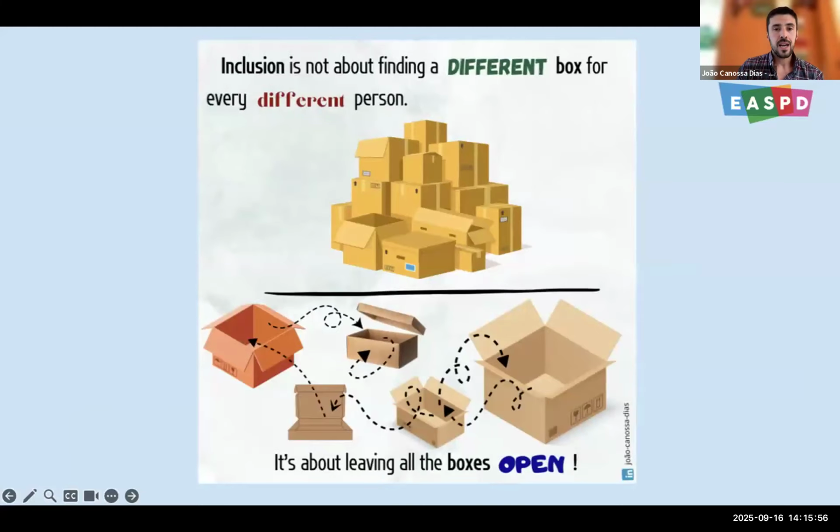Because I think we are concluding that inclusion is not about finding different boxes for every different person and giving to every different person a different service. It's actually about keeping all the boxes open and allowing people to move within this network of services and partners so that they receive the best education they deserve, and that allows them to fulfill their potential. For some, it will be in the mainstream classroom for the whole day. For others, they will be moving in and out of the classroom. And for some, they even spend time out of school in activities that are more relevant and more important for their inclusion process in the present and in the future.